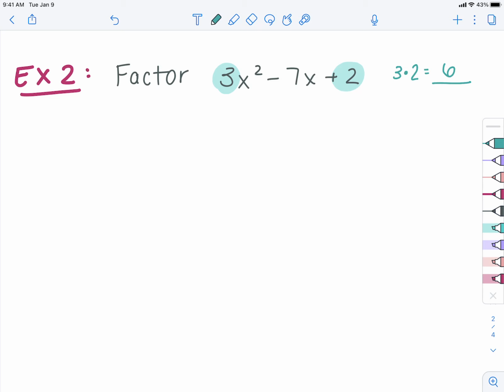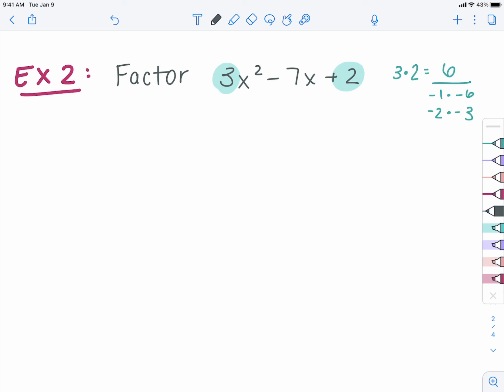So we know that means that we need negative factors. They both have to be negative since they're multiplying to be a positive, but they have to be negative since they need to add to be a negative. So we could have negative 1 and negative 6, or negative 2 and -3. And then we ask ourselves which ones we're going to add to be -7. We're going to use -1 and -6, right?